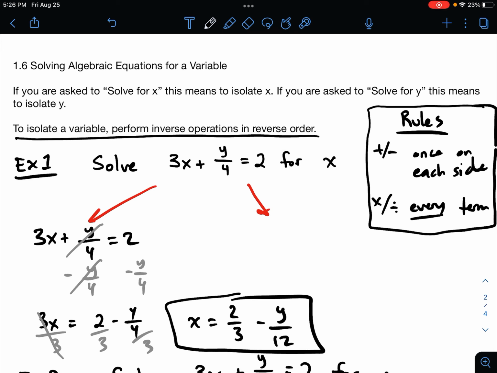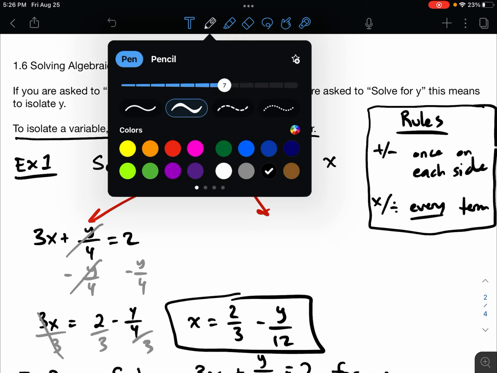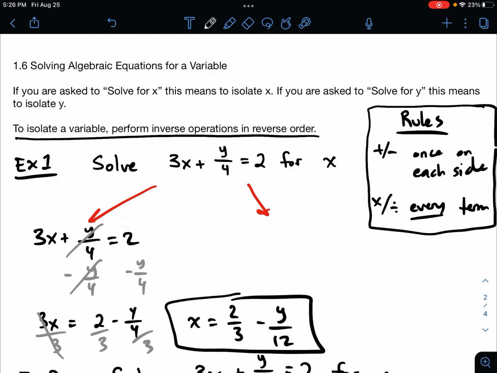Now, if we do it this other way, we should get the same answer. Let's check it out. We're going to take my equation, 3x plus y over 4 equals 2. And let's actually do it in reverse. Let's try to divide everything by 3 first. So if I divide everything by 3, we end up with x plus y over 12 equals 2/3.